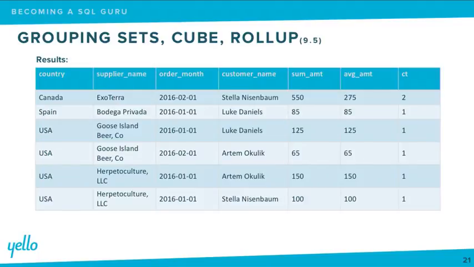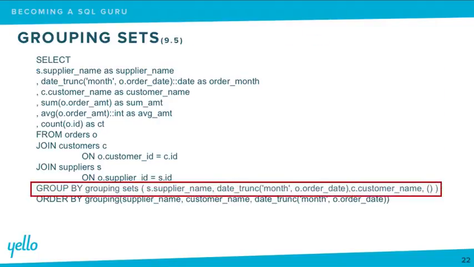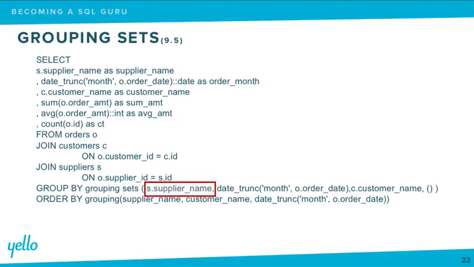Now, let's say rather than doing this, what I actually wanted was to get a subtotal across the countries, across the suppliers, across the order month, across my customers, and then across all of those attributes. So I would rewrite this in this way. Now, I've modified my group by statement to reference a grouping set, and within that grouping set, I've specified each individual component for which I want to get a subtotal. And this empty parentheses in the back just means group across all of them.